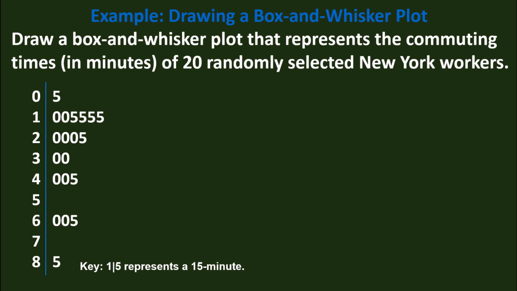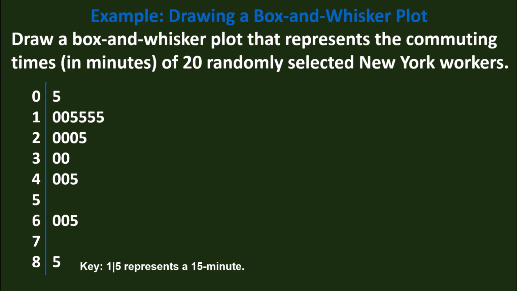Let me explain this example. Draw a box and whisker plot that represents the commuting times of 20 randomly selected New York workers. A stem and leaf plot is given. According to the key, what is the first number? It is 5. Second number, 10. The last number, 85. All observations are in minutes. Now we understand the dataset.